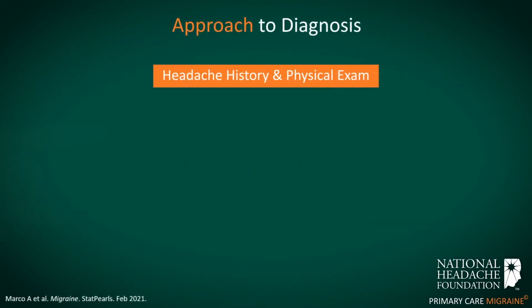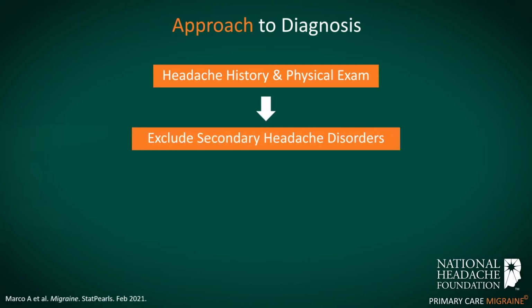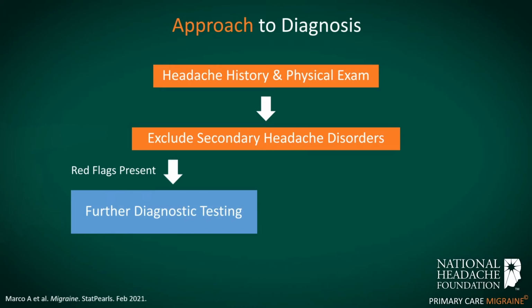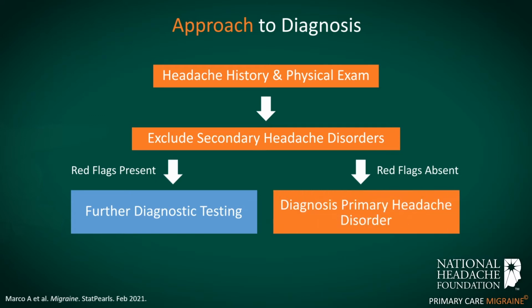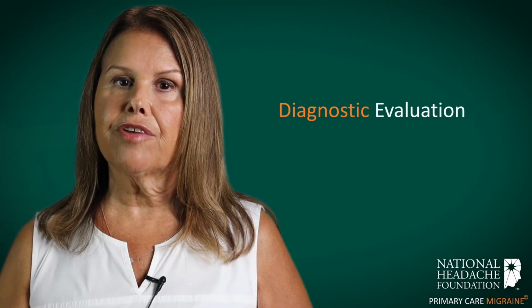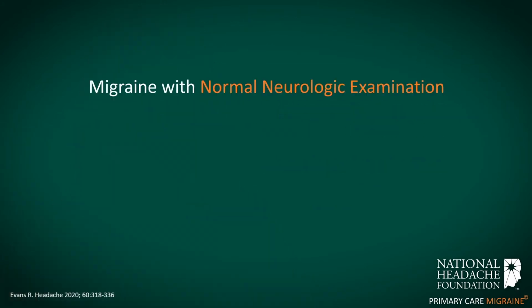You first want to take an adequate history and physical exam. This was discussed in detail in Module 1, the diagnosis of migraine in primary care. Then you need to exclude secondary headache disorders, as shown on the left-hand part of the slide. If red flags are present, then further diagnostic testing will be indicated to rule in or rule out secondary headache disorders. As shown on the right-hand part of the slide, if red flags are absent, then you would likely diagnose a primary headache disorder. Next, we'll discuss diagnostic testing for secondary headache disorders.